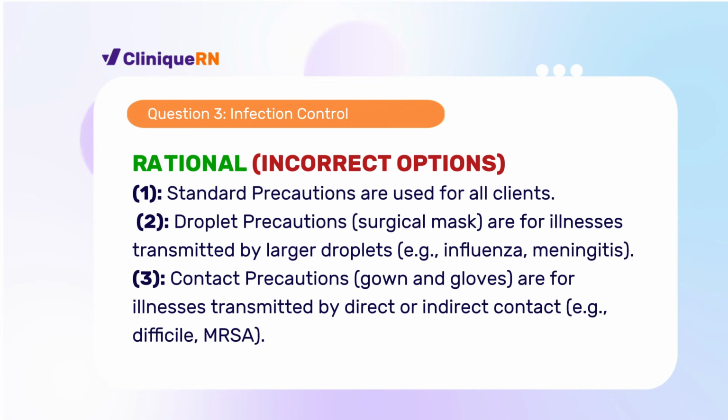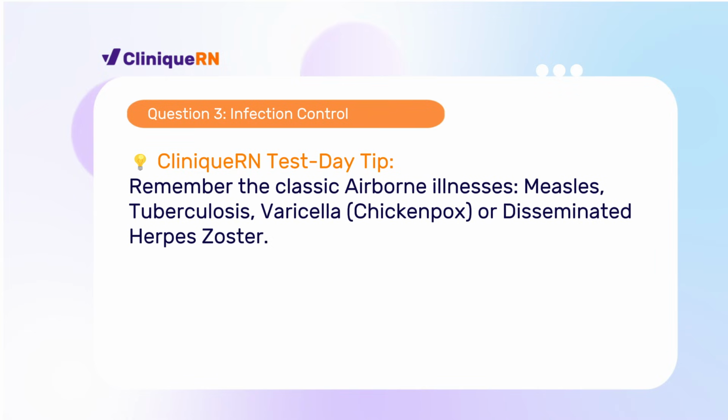Incorrect options: 1. Standard precautions are used for all clients. 2. Droplet precautions, surgical mask, are for illnesses transmitted by larger droplets, for example, influenza, meningitis. 3. Contact precautions, gown and gloves, are for illnesses transmitted by direct or indirect contact, for example, C. difficile, MRSA. Clinique RN Test tip: remember the classic airborne illnesses: measles, tuberculosis, varicella, chickenpox, or disseminated herpes zoster.